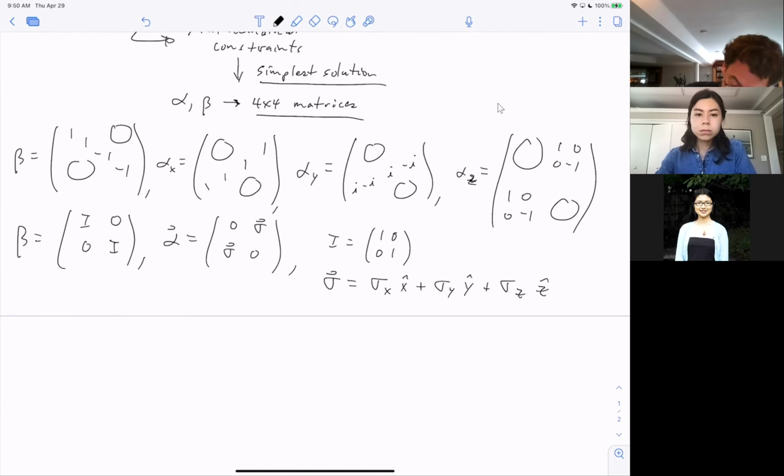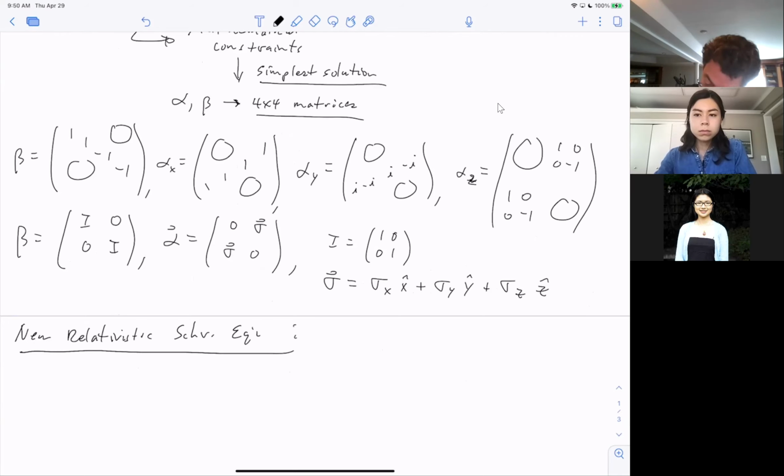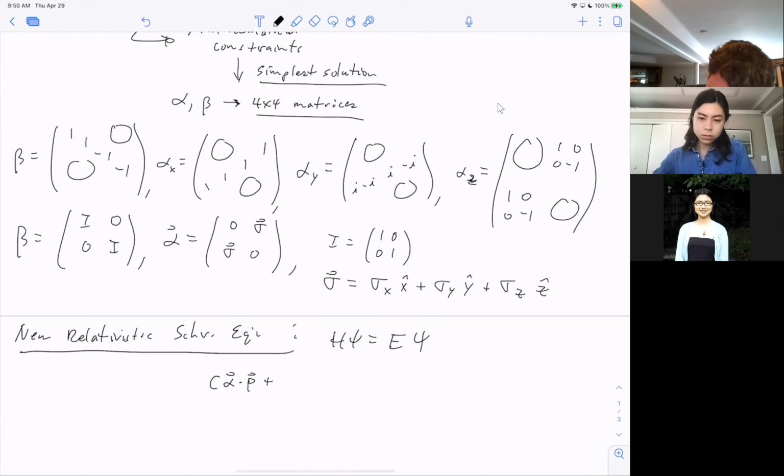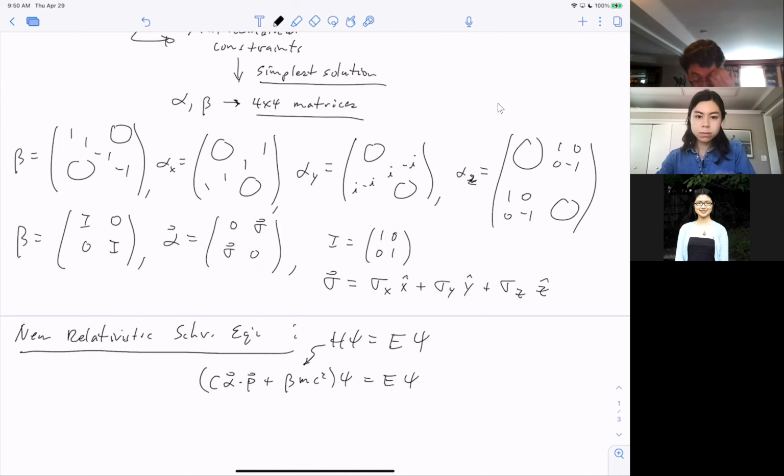The new relativistic Schrodinger equation, which we now call the Dirac equation, is going to be H psi equals E psi, but now where H is C alpha dot P plus beta MC squared, psi equals E psi. And that's the new Hamiltonian. And that's it. Alpha is well-defined, alpha is in terms of the Pauli matrices. Beta is well-defined, it's all solved. So that's our new Schrodinger equation.